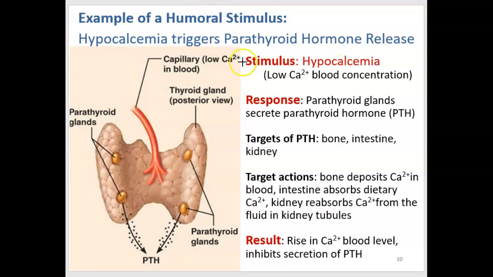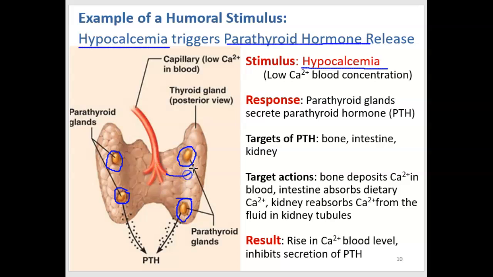One hormone that is released due to a humoral stimulus is parathyroid hormone. Parathyroid hormone is released by the parathyroid glands, which are located on the back or posterior side of the thyroid gland. And what triggers the release of parathyroid hormone is a low calcium level in the blood, so hypocalcemia.